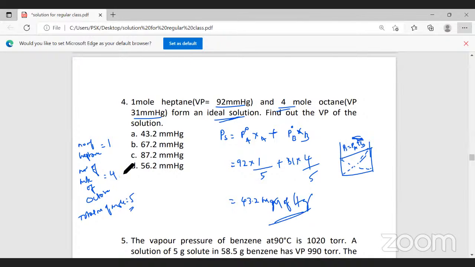So the answer for this question is also option A. It is very simple. We need not calculate the number of moles, because the question itself gives 1 mole and 4 moles. So total number of moles is 1 plus 4, that's 5. So you can calculate the mole fraction of XA is 1 by 5 and mole fraction of XB is 4 by 5. Multiply by the pure vapor pressures, then we will get the answer to be 43.2. Clear with this problem?